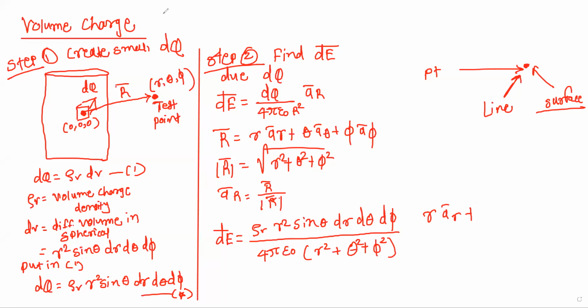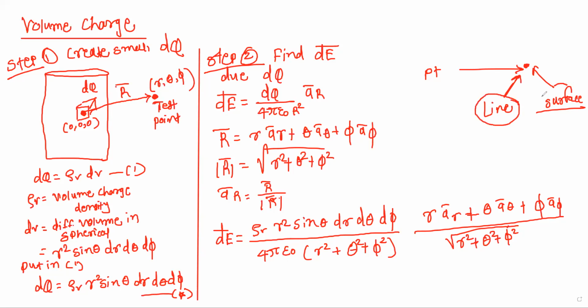Sorry, I was on mute. Okay, so I am writing the values here: r a bar r, theta a bar theta plus phi a bar phi divided by under root r square plus theta square plus phi square. Now if you compare those cases, this line charge and surface charge, these two cases, you would see the following.